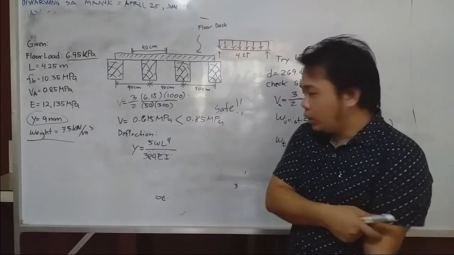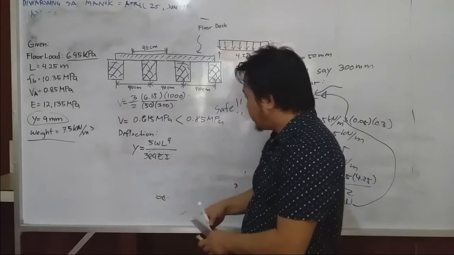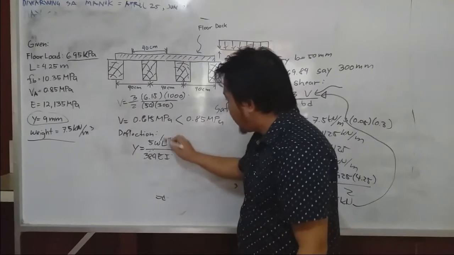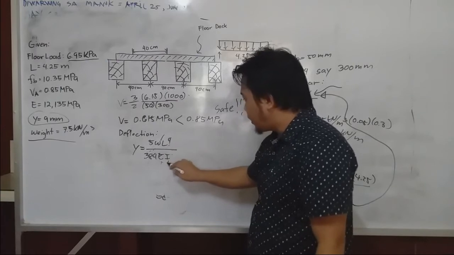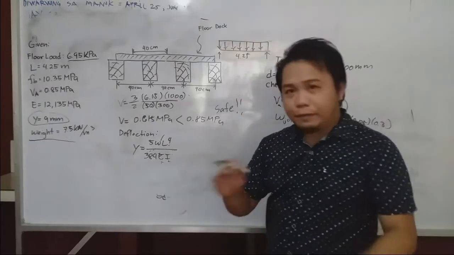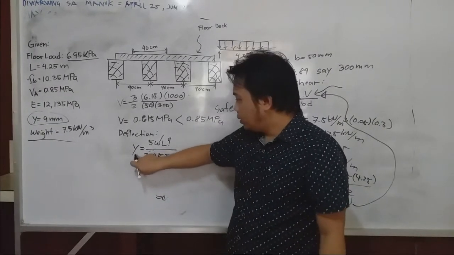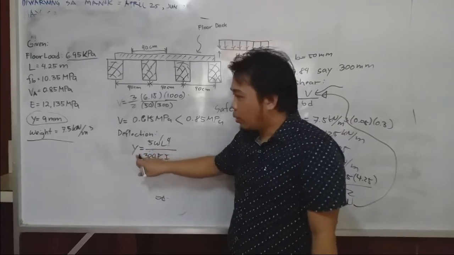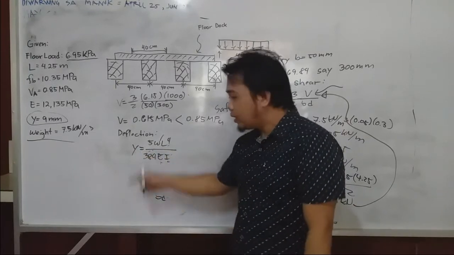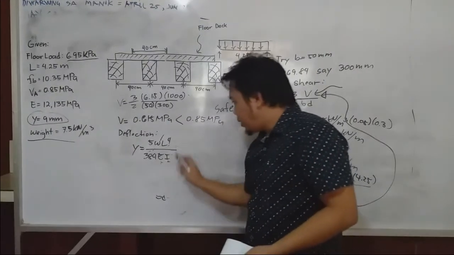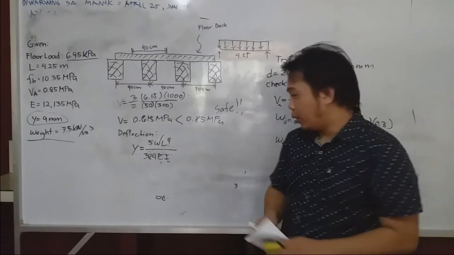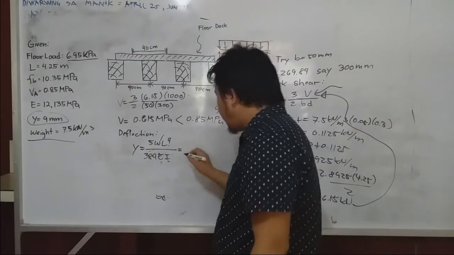So what we need to do is to calculate, given our load, given our span, and the modulus of elasticity, the moment of inertia. If our deflection will be equal to 9 or less than 9, fine. If it is greater than 9, then we can say that our load or our dimension is not safe to use. Okay? So let's substitute.